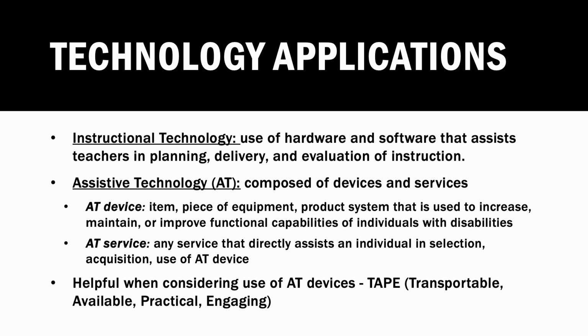Assistive technology is a really important vehicle for instruction and complementary source of adaptations for our learners. So there's devices and services. There's two main parts. So an AT device refers to any item, piece of equipment, or product system, whether acquired commercially, off the shelf, modified, or customized, that's used to increase, maintain, or improve the functional capabilities of a child with a disability. So that's a device. Then we have AT service. So service is a service that directly assists the individual in the selection, acquisition, or use of their device.